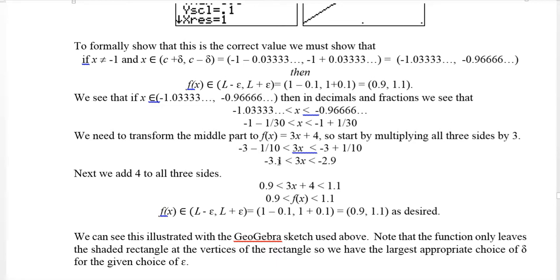Okay, when we do that, we add 4 to each of the other parts as well. 4 plus -3.1 is 0.9. 4 plus -2.9 is 1.1. And sure enough, that 1.9 and 1.1 are exactly L minus epsilon and L plus epsilon. And we've seen that f of x is in that interval when x, the original x, is in this interval here, from c minus delta up to c plus delta.